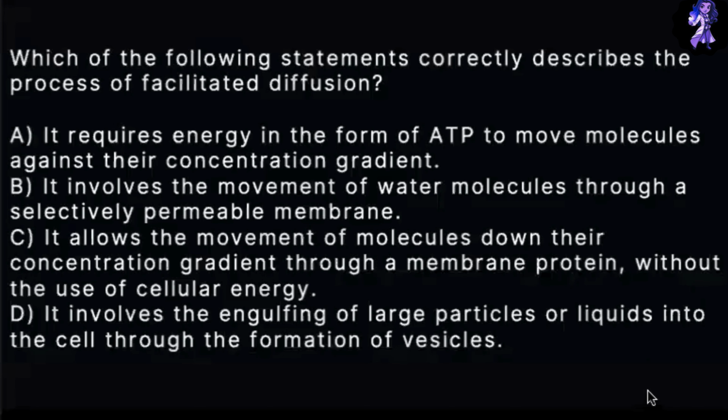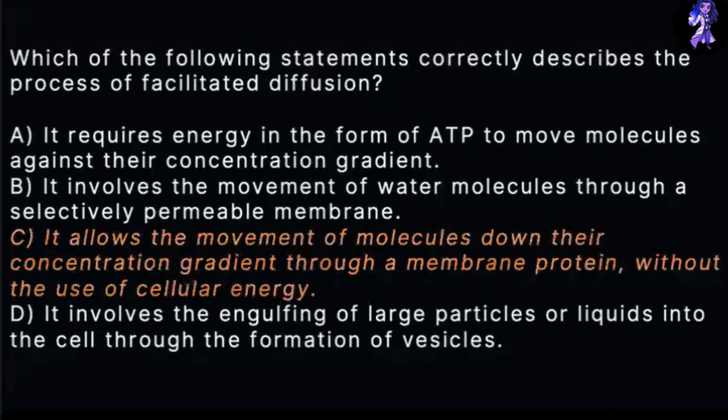Okay, now that you're done reviewing the problem, let's see if you got the correct answer. The answer is C. It allows for movement of molecules down their concentration gradient through a membrane protein without the use of cellular energy, which would be the correct answer. Let's go over answer choice A, which talks about ATP, which would lead us to think that there's some sort of active transport involved, which A would be great if we were talking about active transport, which we're not. So I just wanted to point that out there.